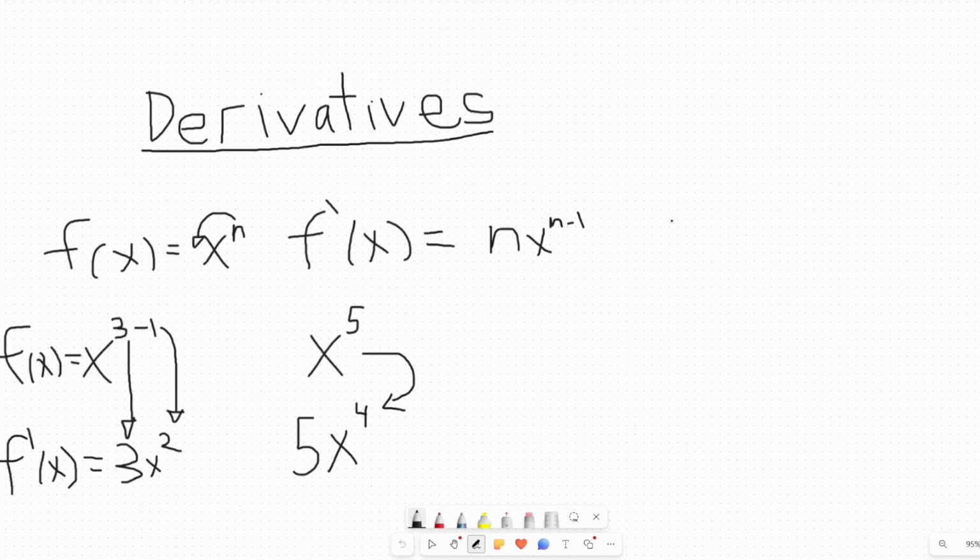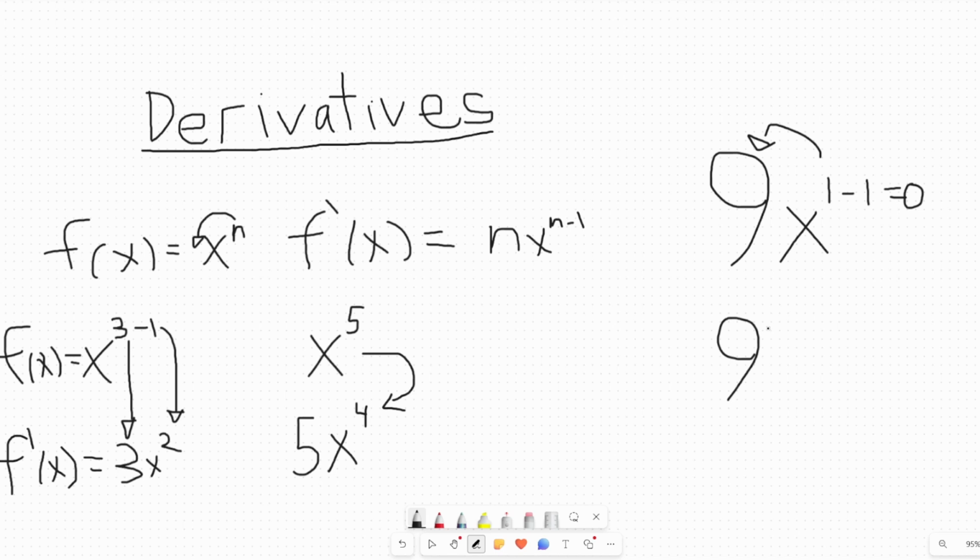All right, and also, if you ever have a function that's just like 9x, so this would be 9x to the 1, you don't write the 1. So you bring over the 1, so 1 times 9 is still 9, but now it's x to the 0. So x to the 0 is nothing, so now the answer is just 9, all right?